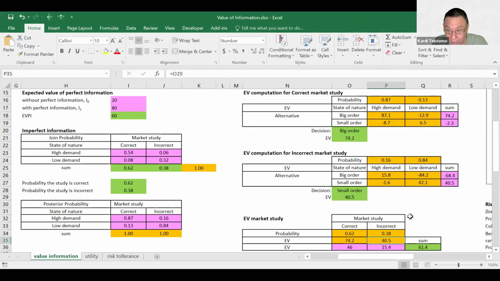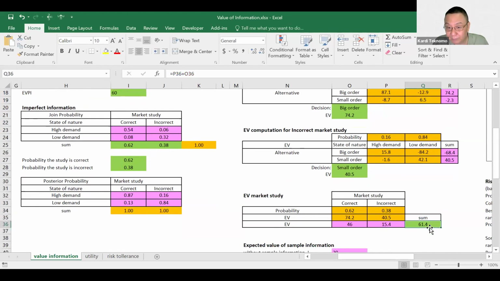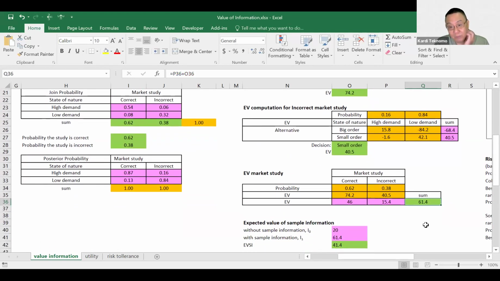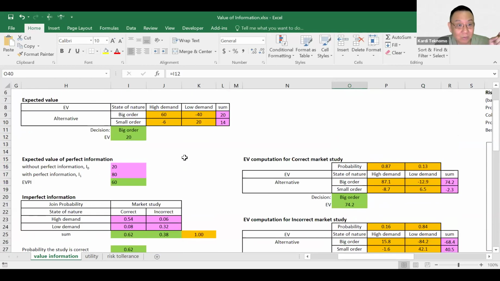And then we can multiply the probability with the EV, right? And then you can get the sum. The sum of these two is 61.4. Yeah. So this 61.4 represents the expected value with sample information, I1. Okay. The earlier 20 we already computed.